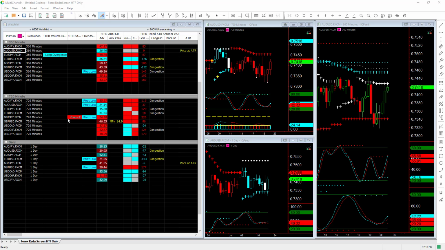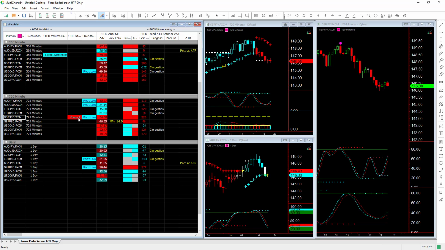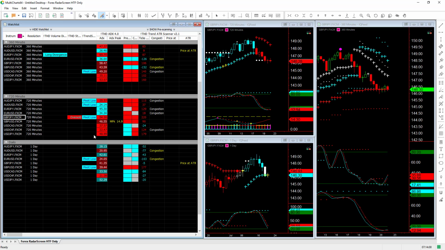The next one I want to look at would be the British pound yen, because you can see right here that it is oversold, and that would be on the 720. You can see 720 minutes right there.